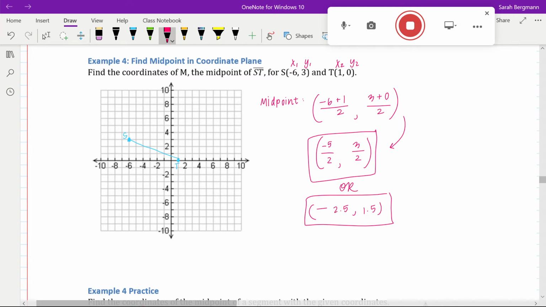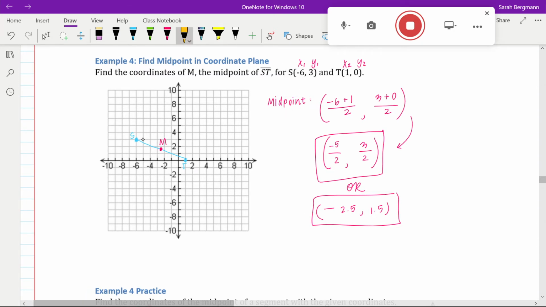Now, you don't really need to plot these points out on the coordinate plane, but it is a convenient way to check your answer. So once you get your answer, negative 2.5, comma 1.5, you could plot it just to check: does it look like it's the midpoint of points S and T? I would say, yeah, it looks right. Another way that you could check, remember this distance from S to M should be the same as the distance from M to T.